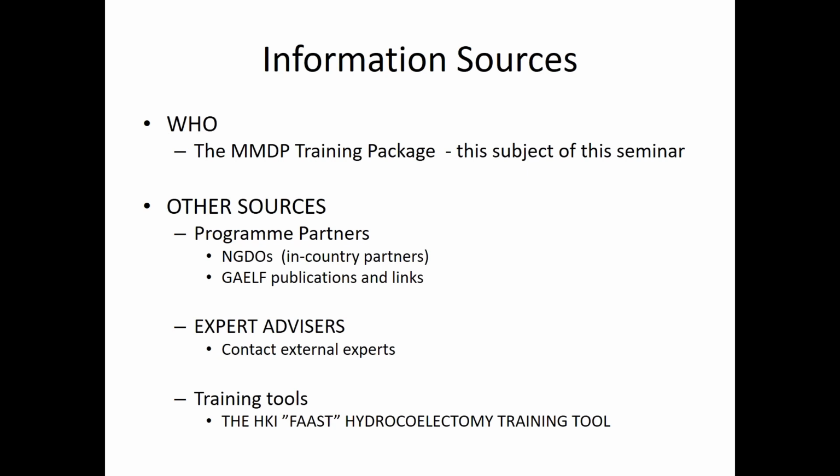And the Global Alliance also has links to publications and packages, and will have more over the next year. There are also people who are expert, like Dr. Suma and others, who you're free as country programs to contact and get support from. So the WHO package is obviously central for you to look at and use, but remember there are other sources for help. There's also a training tool, the HKI Fast Hydrocelectomy training tool, that is available to help in training. So there is much information available now, so please ask and contact us, particularly in the Alliance. We can help you link to these information sources. Next slide, please.